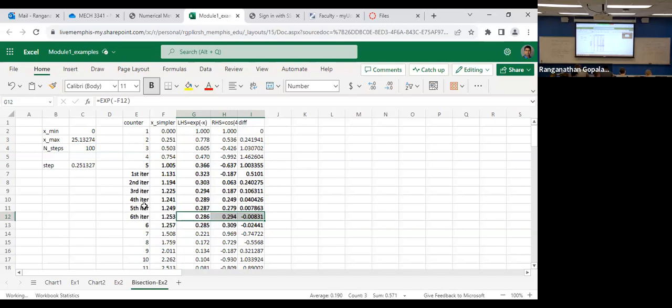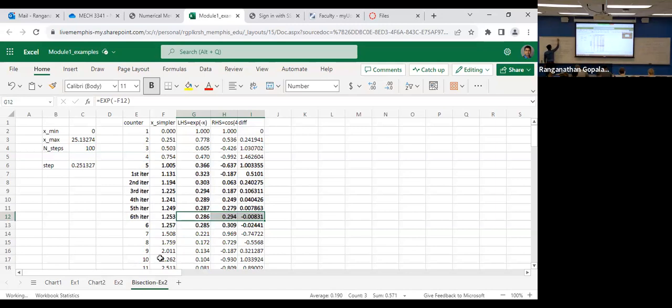Questions? So I'll give you a couple of minutes to write this up, and then we'll try one more root finding exercise with this bisection method.